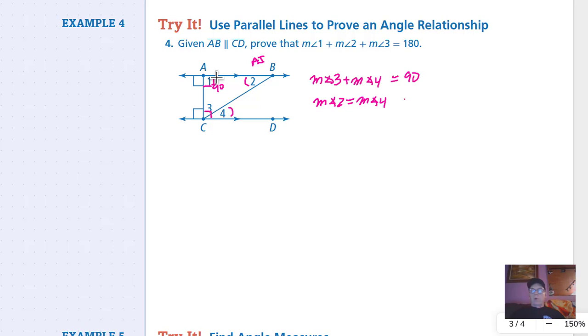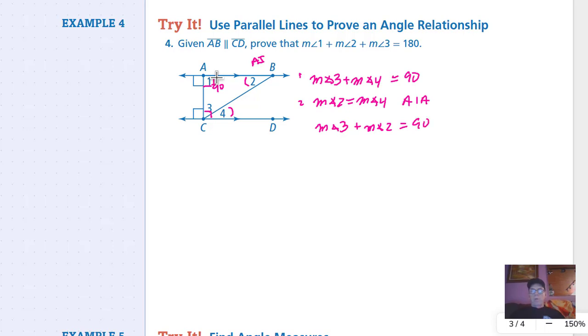But angle 2 and angle 4, so the measure of angle 2 equals the measure of angle 4 because these are alternate interior angles. I'll use AIA for alternate interior angles. And since alternate interior angles are congruent, their measures are equal. Then what I'm going to do is substitute the second into the first. So in place of angle 4, I'm going to put angle 2. So now we have the measure of angle 3 plus the measure of angle 2 equals 90.